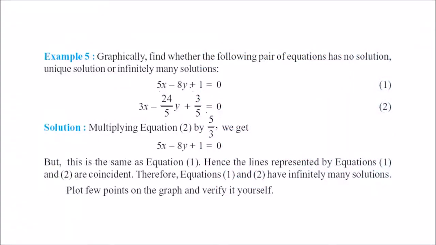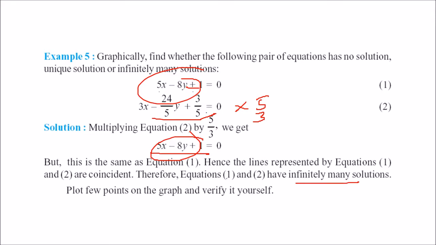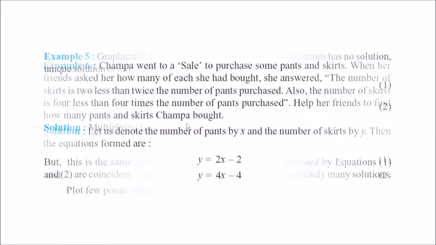How about this equation? These are two equations. To make it somewhat easier, the second equation we can multiply by 5 by 3. So you get 5x minus 8y plus 1. And we see these two lines are exactly similar. When they are similar, that means we have infinitely many solutions because they both are the same.